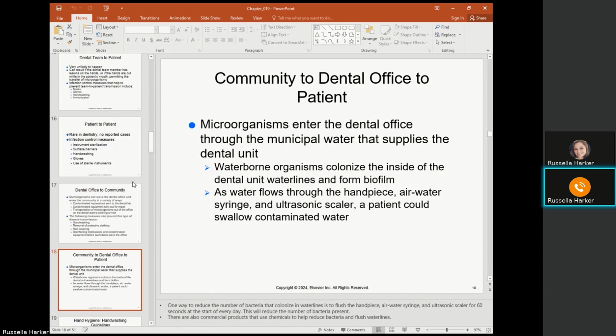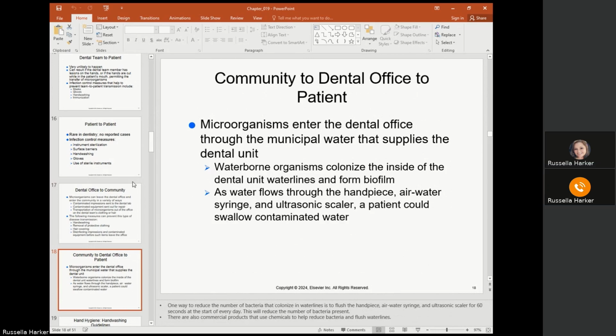With the community to the dental office to the patient, microorganisms enter the dental office through the municipal water that enters the dental unit. This is what I talked about, I mentioned the communal water on the last slide. Waterborne organisms, they colonize inside the dental unit water lines and they form biofilm.